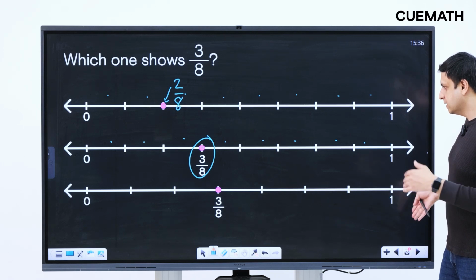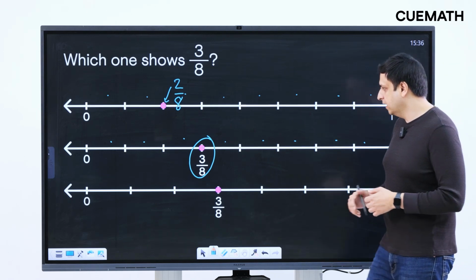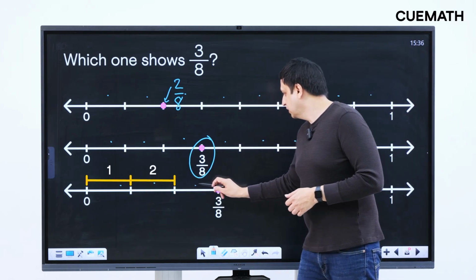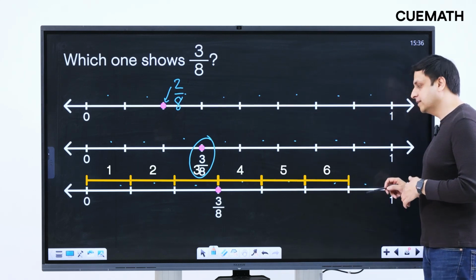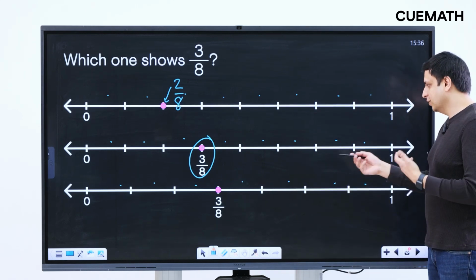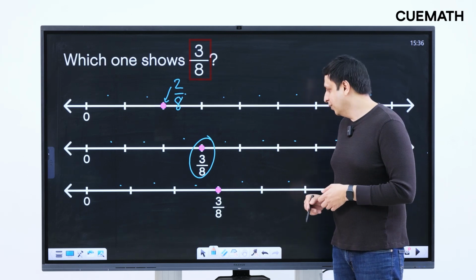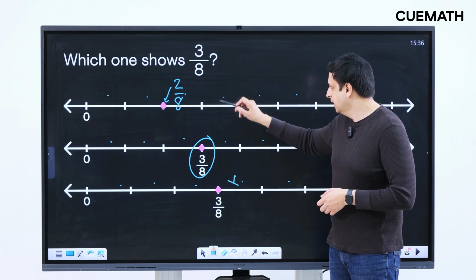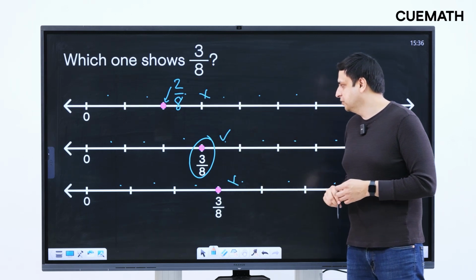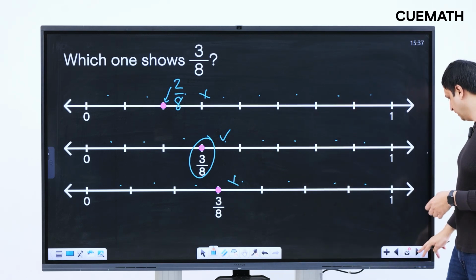So this picture has the distance from 0 to 1 divided into 1, 2, 3, 4, 5, 6, 7 equal parts. So this point here can definitely not be 3 over 8. So this one is incorrect, this one is incorrect, and this picture here correctly represents 3 over 8.